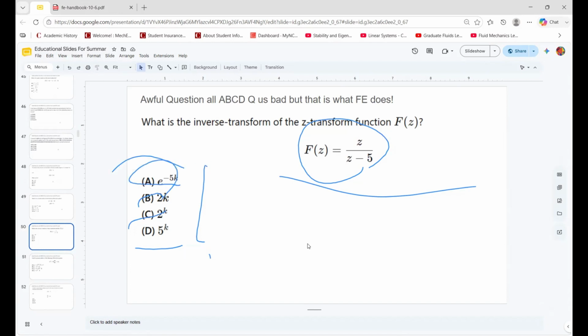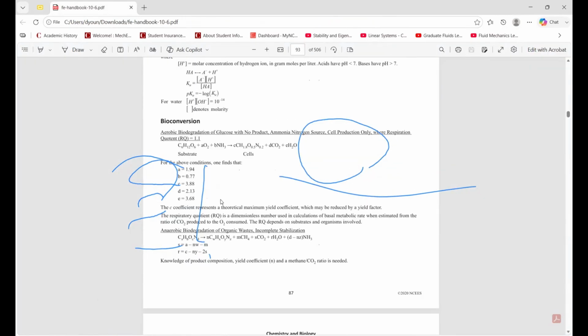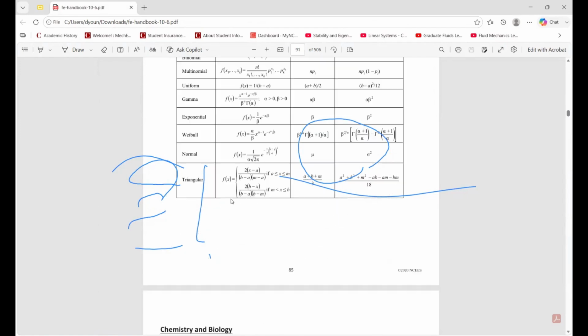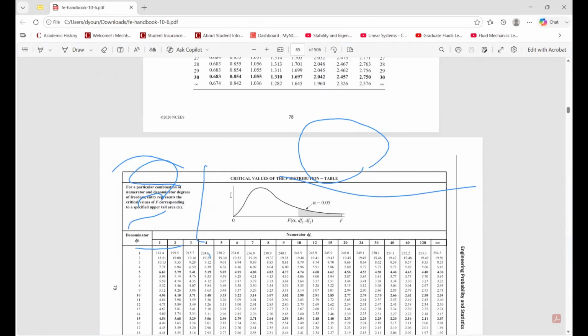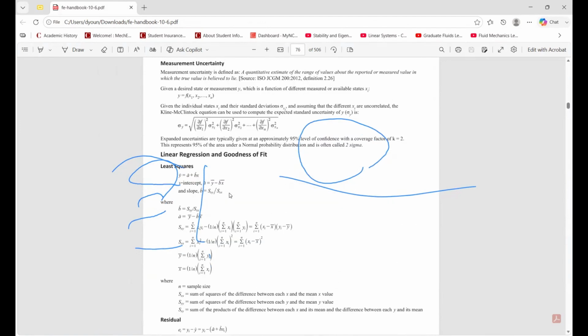You know what? Why don't they give me a Z table? That makes no sense. Why wouldn't they? To me it's fundamental that you give me a Z table. I don't know why they do that. I'm still so confused why they didn't give me a Z table.